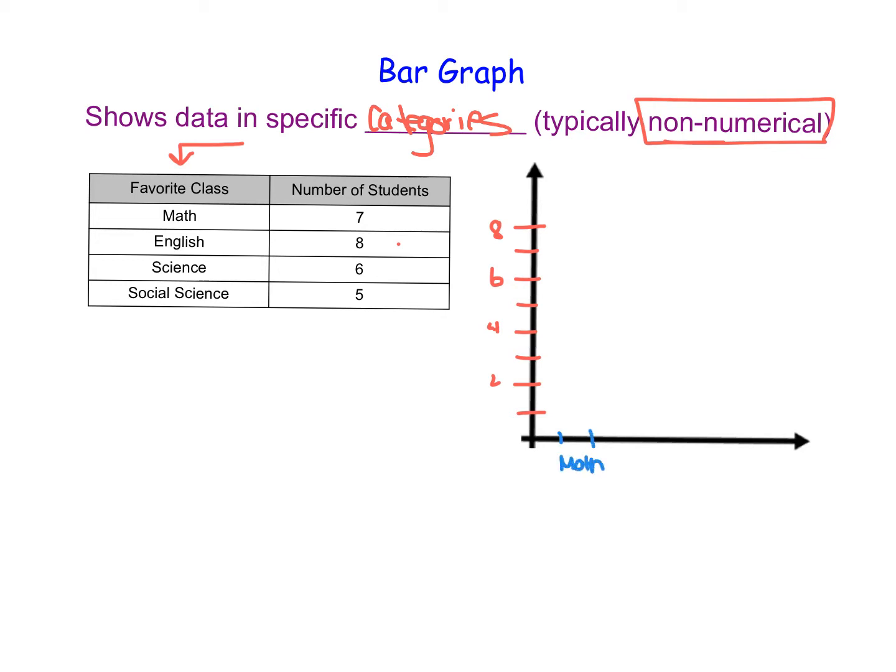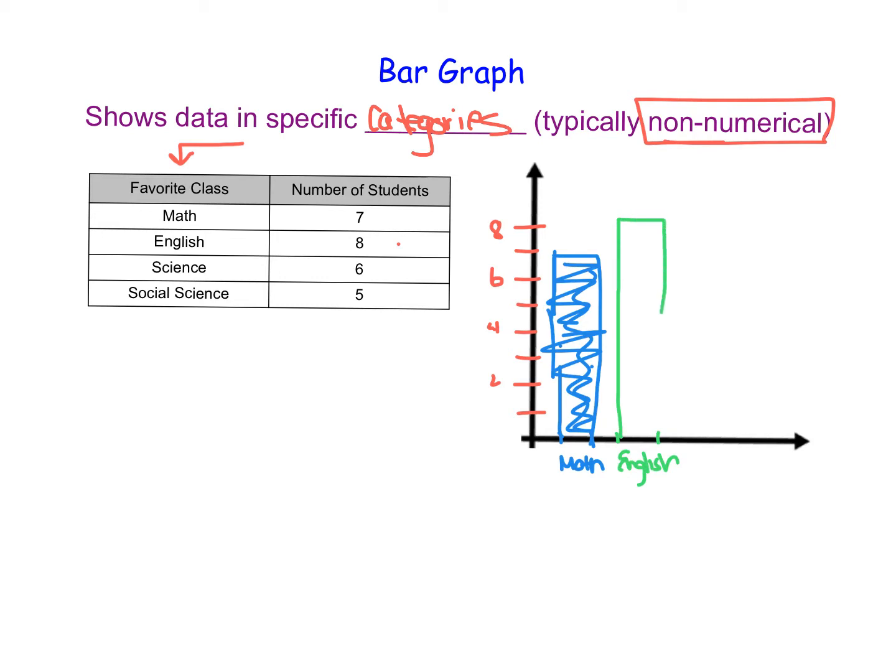And the math category needs to go up to 7 because we had 7 students. So we go up to 7, draw that in, and then color it in. And then we repeat this process with English. Maybe we go over to English over here, and we make its own little bar. And English needs to go up to 8. So we're going to go all the way up to 8 and go back down and then color it in.